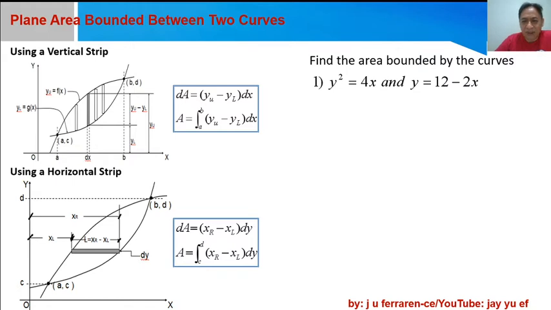So, let's consider a specific example where we are asked to find the area bounded by the curves. So, familiarization of the curve will help us trace it, no? So, tracing them, y squared equals 4x.